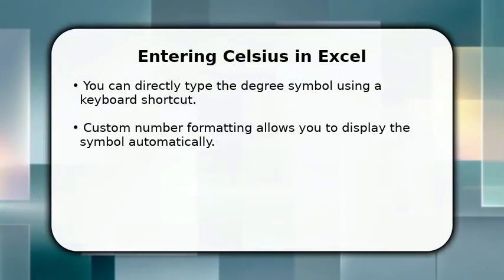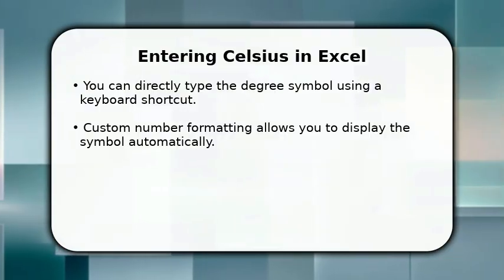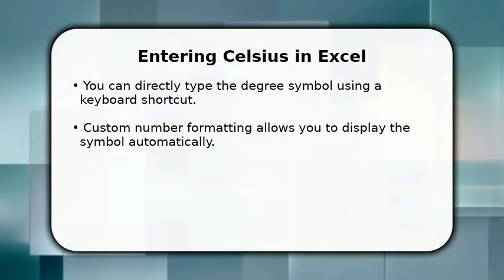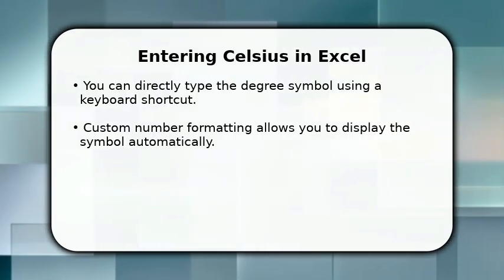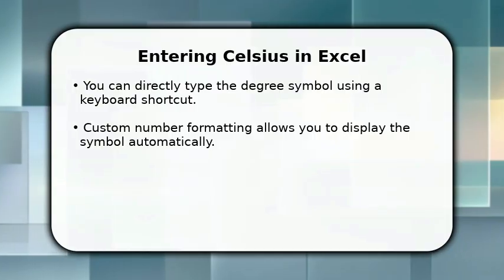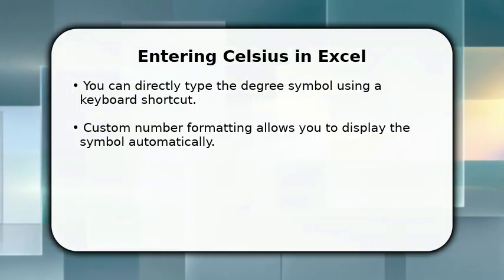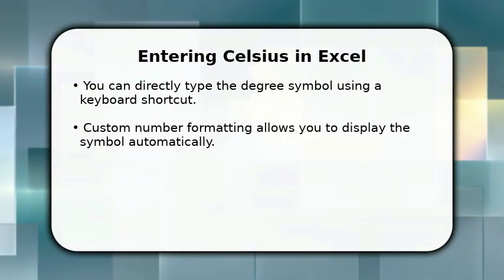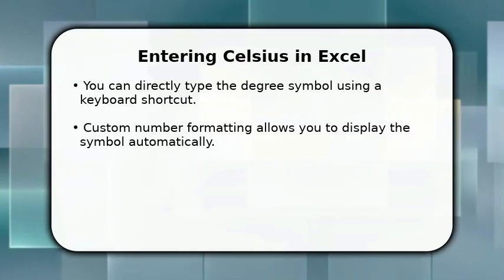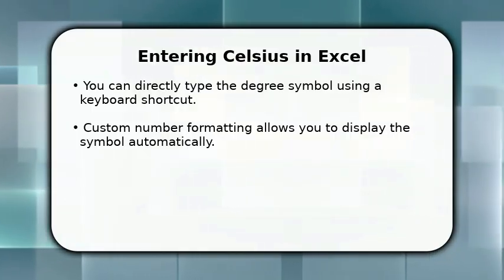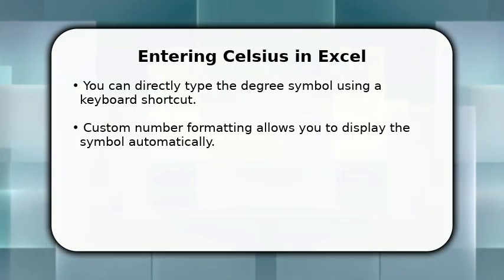In this video, I will explain how to put Celsius in Excel. First, you can simply type your temperature value, like 25, into a cell. To add the degree symbol, hold down the Alt key and type 0176 on your numeric keypad. This inserts the degree symbol, followed by a capital C for Celsius, giving you 25 degrees Celsius. This is a quick way for individual entries.